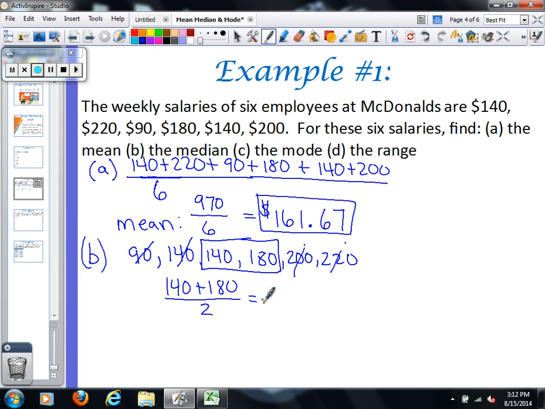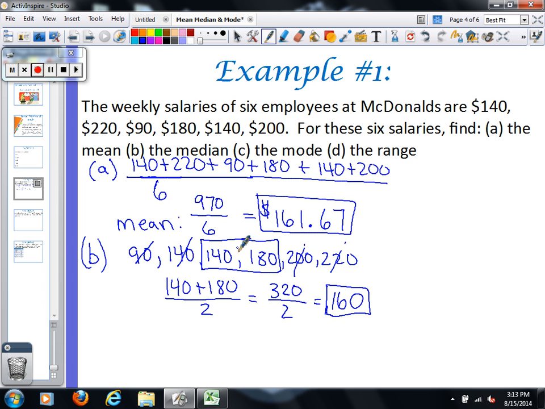So 80 and 40 is 120. And that would mean that you have 320. You're going to divide by 2. 2 goes into 32, 16 times. And you have your 0 there, so 160. So that means that my median is going to be 160. Okay? And you can actually tell that what's halfway between 140 and 180 is 160.